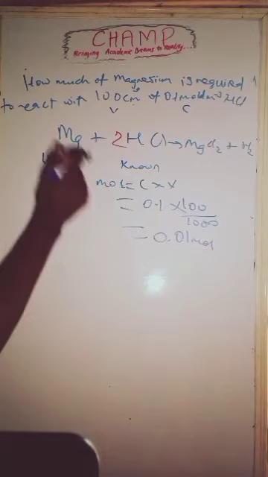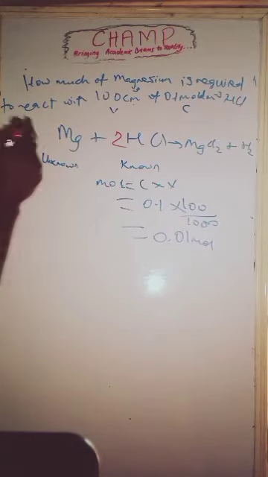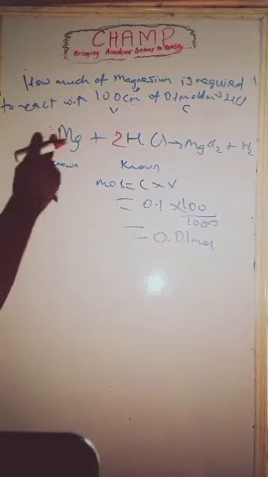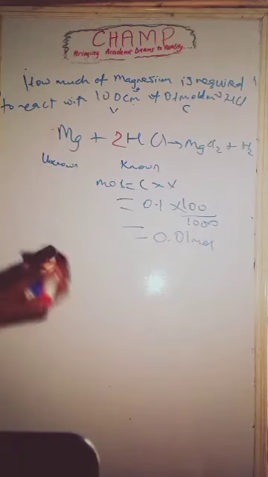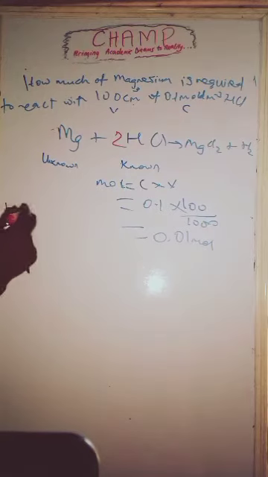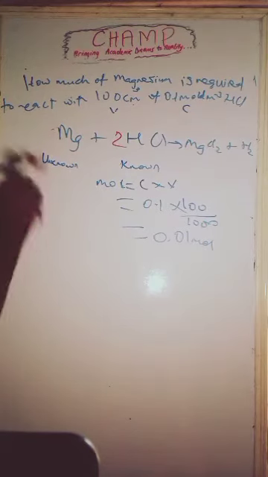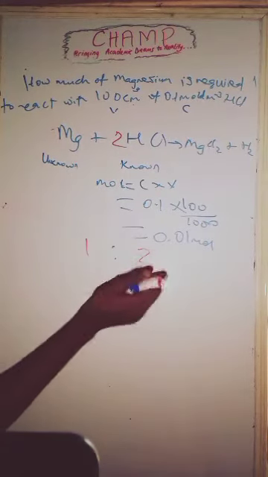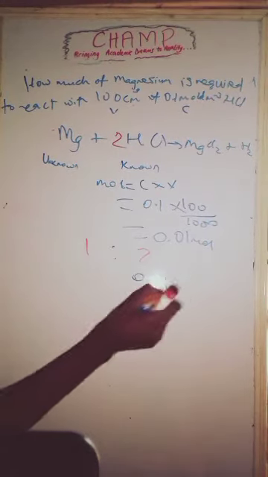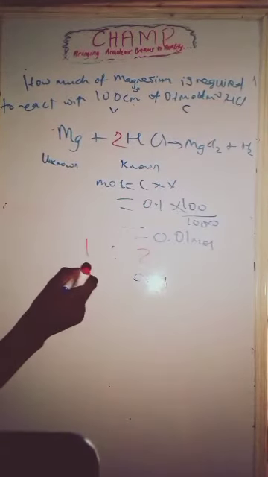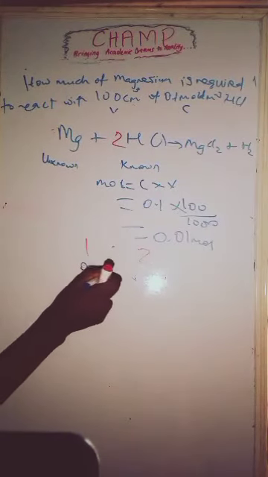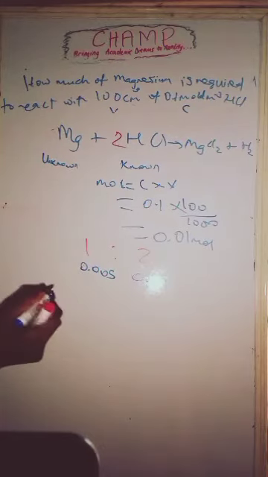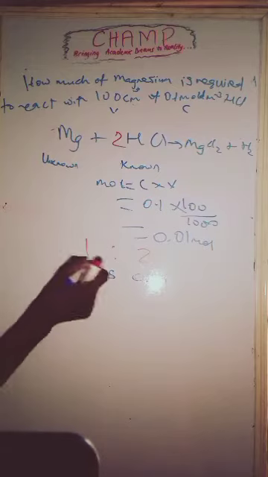Yes. So check it. In your mole ratio, this is 1 to 2. There's an invisible 1 here. You just didn't write it, because you know already that 1x is the same thing as x. So the mole ratio is 1 to 2. So if this is 0.01 mole, this one will be divided by 2. This will be 0.005 mole. Are you getting it? Yes. So let's move on now.